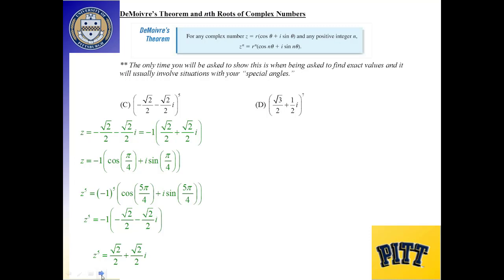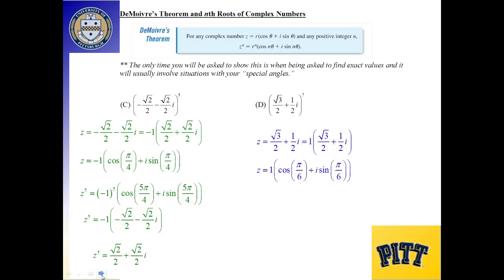The more you save, the more time, the higher the exponent gets. Here, square root 3 over 2 plus 1/2 i. Again, I'm going to focus on z being the complex number itself. So z is going to be square root 3 over 2 plus 1/2 i. The modulus for that is 1.